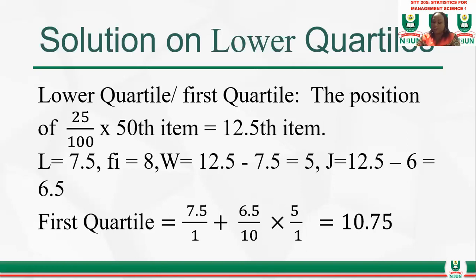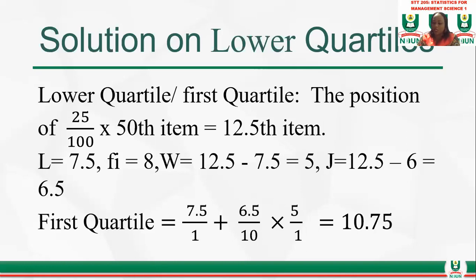That will give you 7.5. The frequency of the class interval will be what? 8. Our width will be 12.5. That's the lower class boundary of that class interval. The upper class interval minus the lower class interval, which will give you 5.